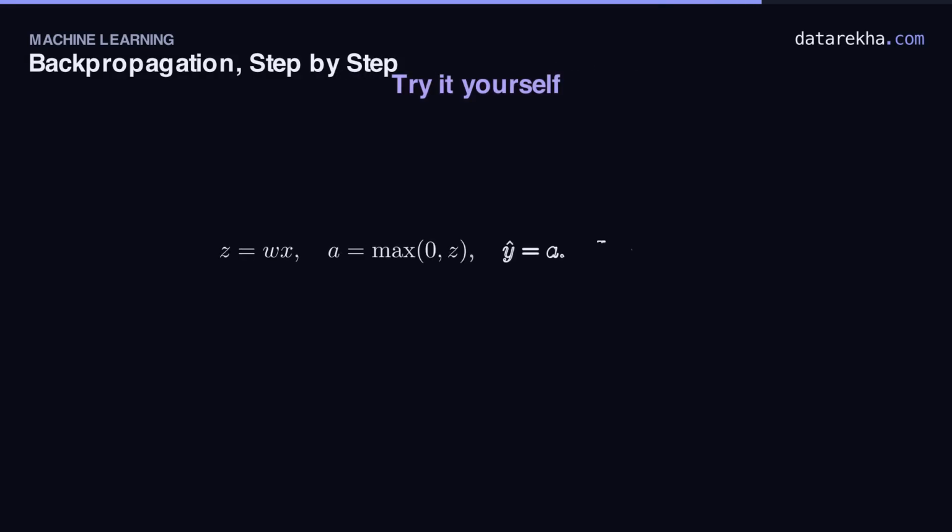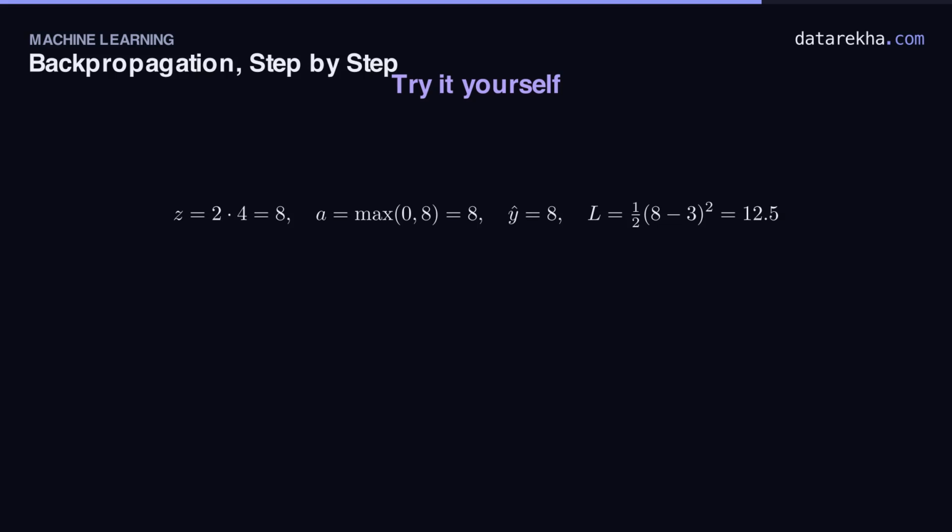Your turn. One gradient, by hand, a single weight, a ReLU, and the input keeps the gate wide open. Here are the numbers. x is 4, w is 2, the target is 3. Find the gradient of the loss with respect to w. Pause, do the forward pass, then chase the blame back. I'll wait.